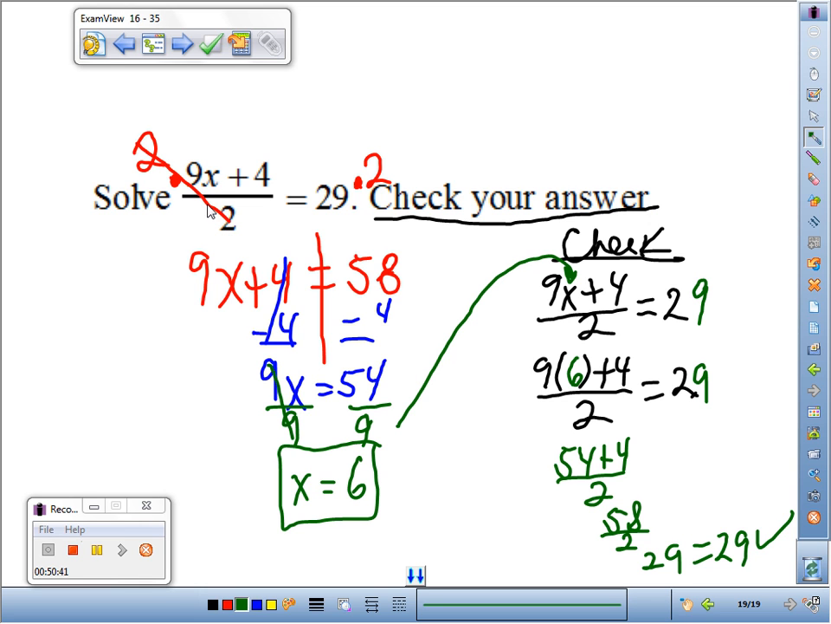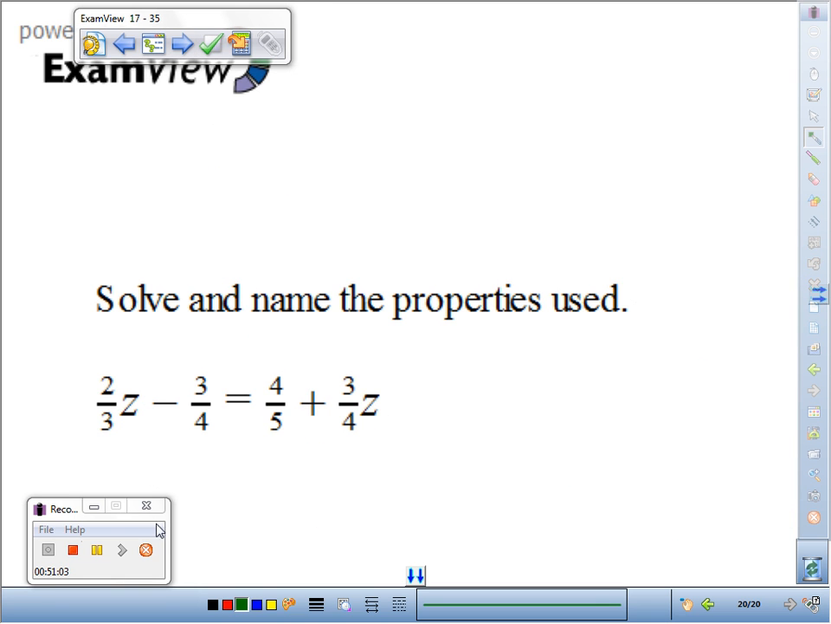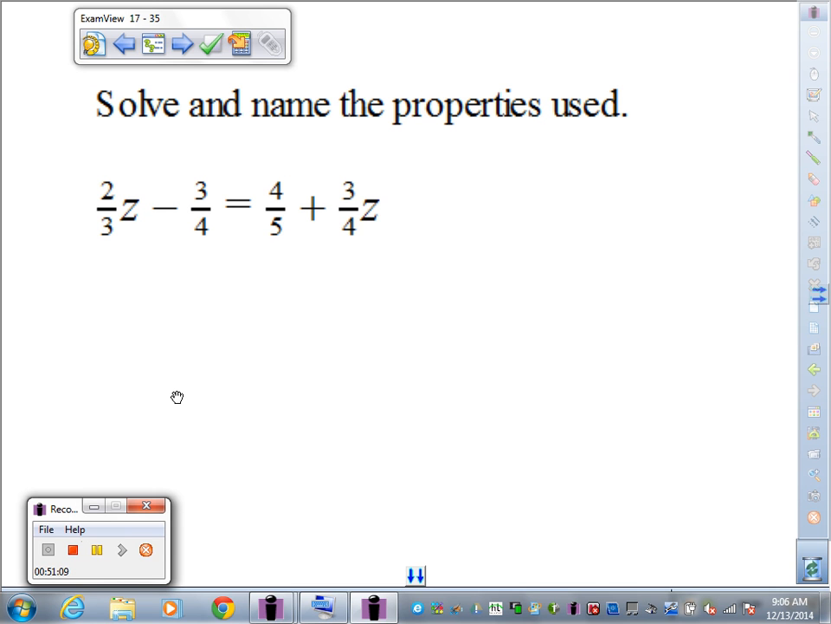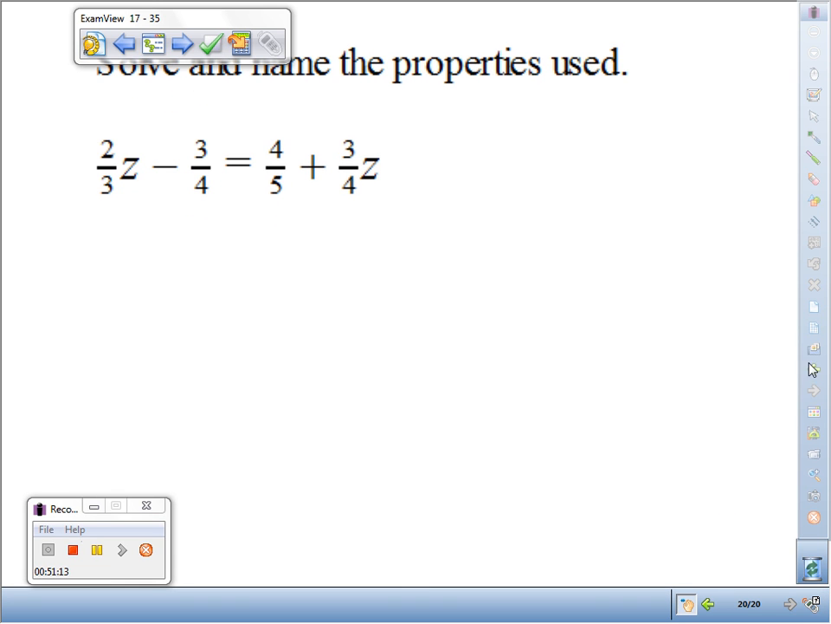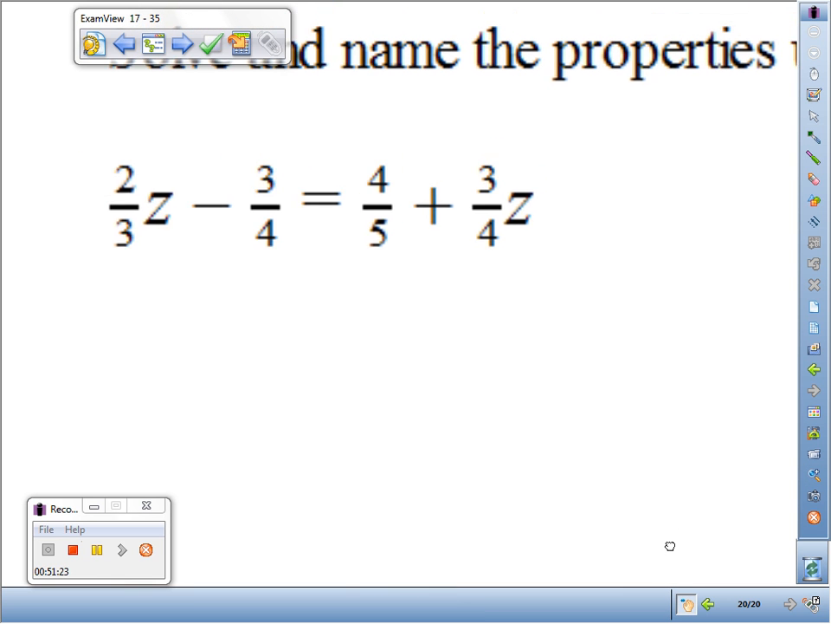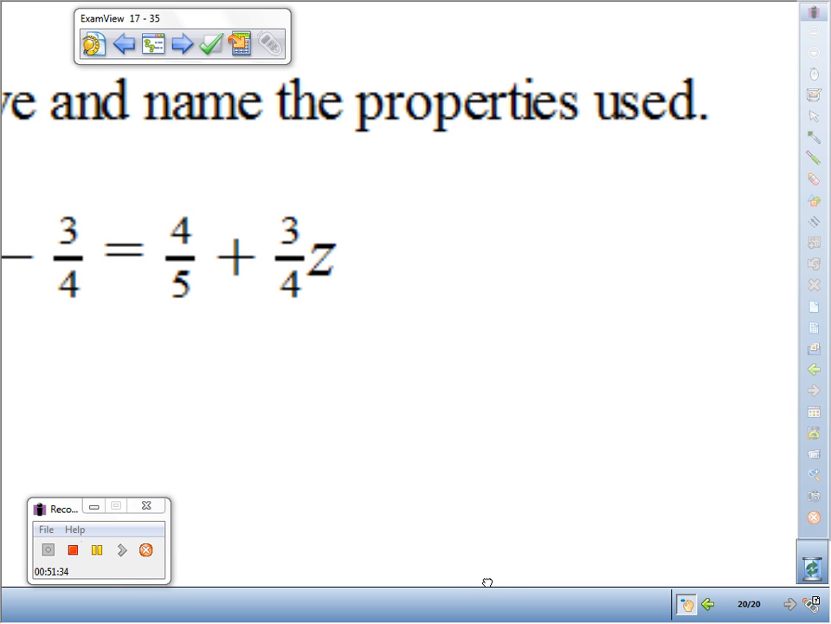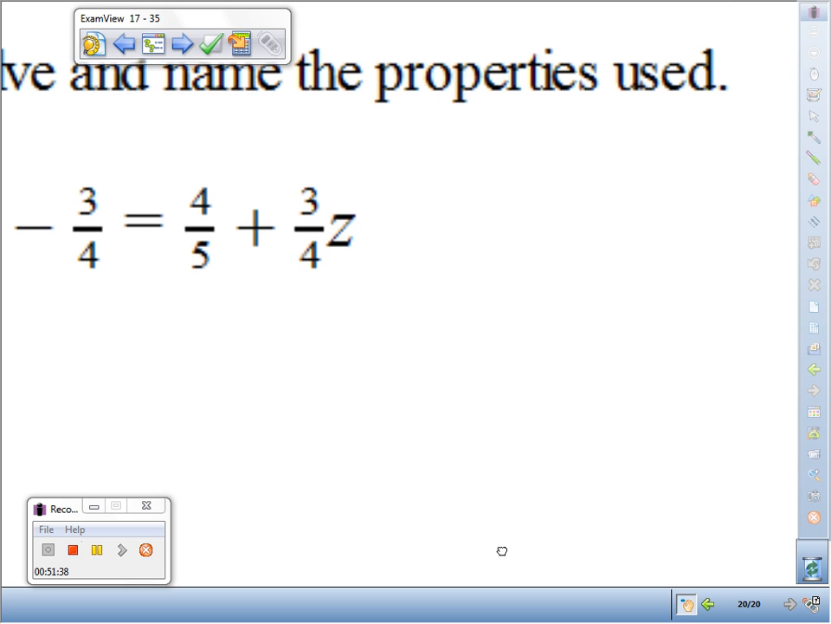Number 17. Or do you want to do another one of these? Okay, 17. We move up a little bit. There it is. Number 17. Okay, look up please. Do I need to zoom in or are you guys alright? Okay, let me zoom in. Alright, it says solve and name the properties used.